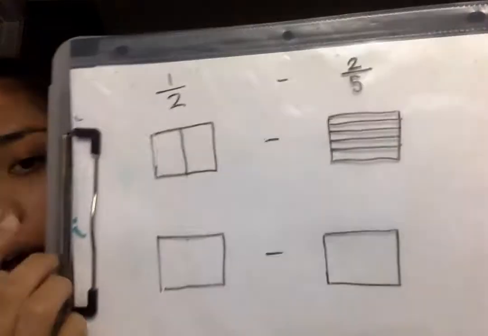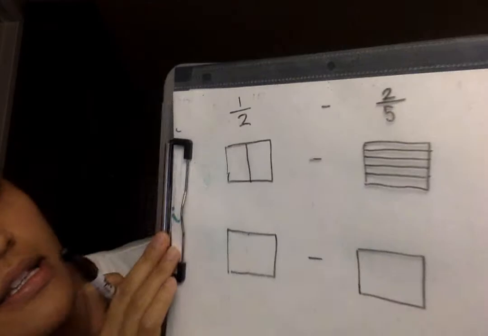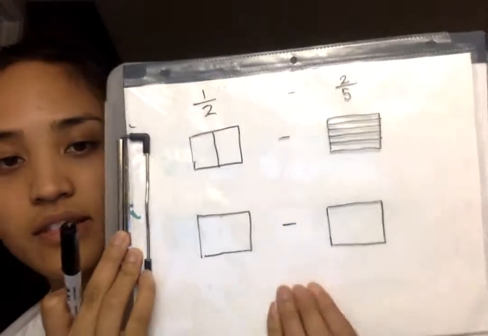I'm going to be using the same strategy I used in my previous video, where I basically drew vertical and horizontal lines and then combined the two. Let me grab my marker. This is your example problem. I'm going to be doing 1/2 minus 2/5.